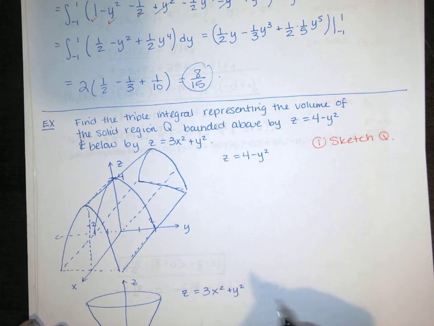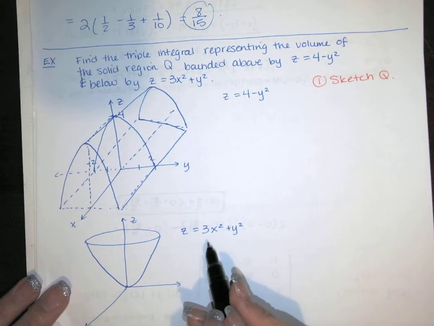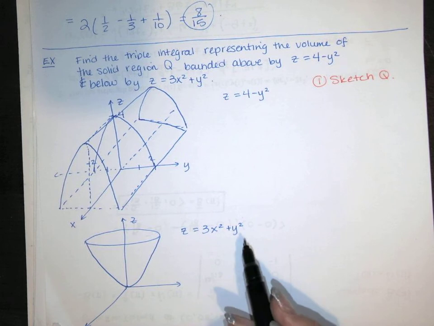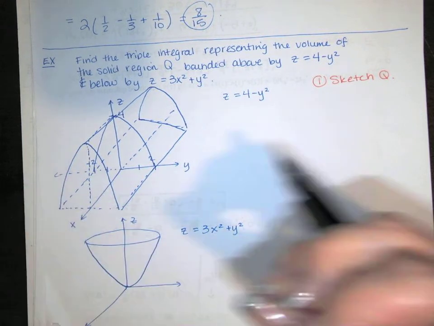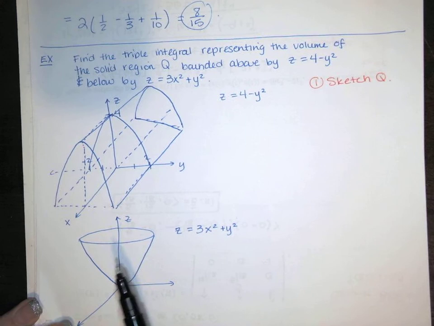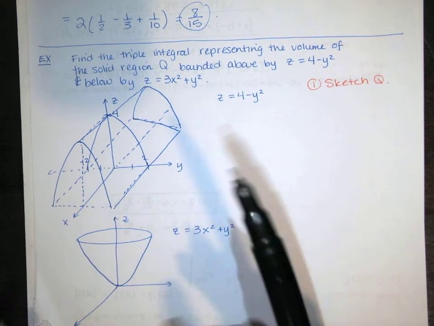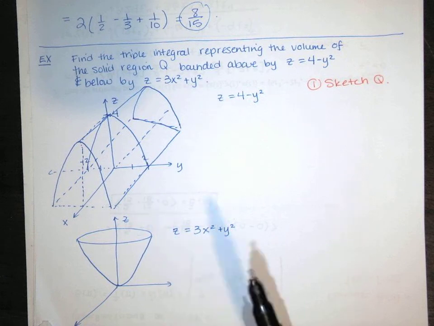I know it's counterintuitive, but that 3 multiplying the x squared actually makes it smaller in the x direction as compared to the y direction. So it's sort of skinny in the x direction and wider in the y direction. And we've got this surface below, this sort of bread box thing, and we want the solid in between them.